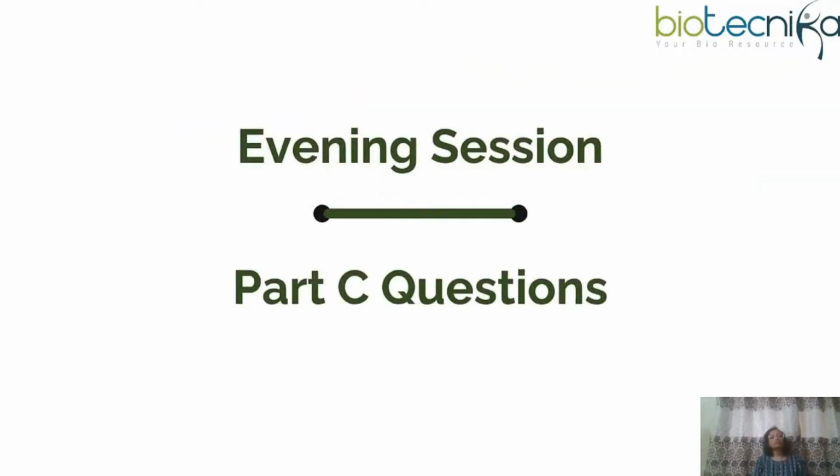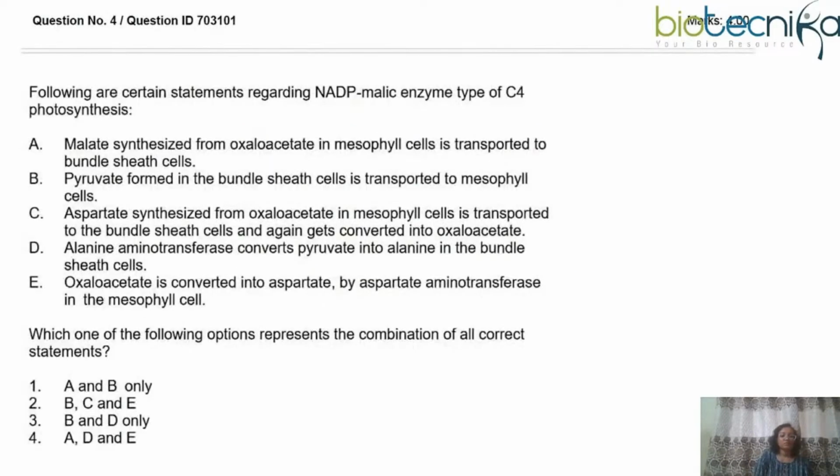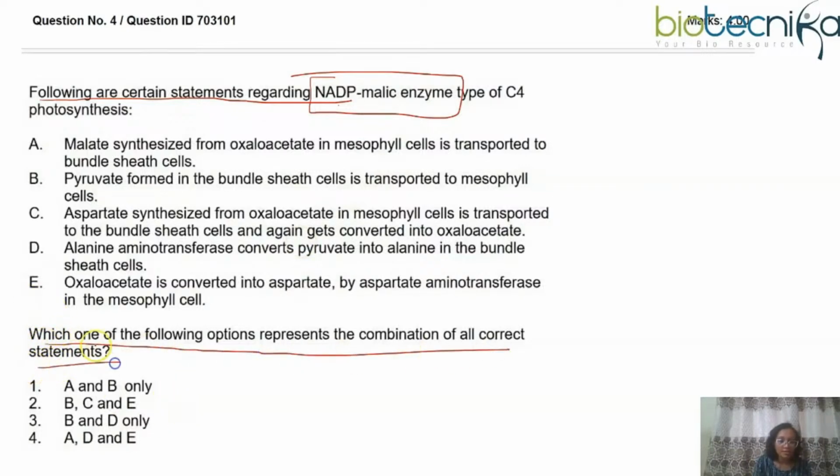Now let's go to the part C questions of the evening session. First one. Now this is the C4 pathway of photosynthesis. Following are some statements regarding NADP malic enzyme type of C4 photosynthesis. Five statements are given. Which one of the following options represents the combination of all correct statements?